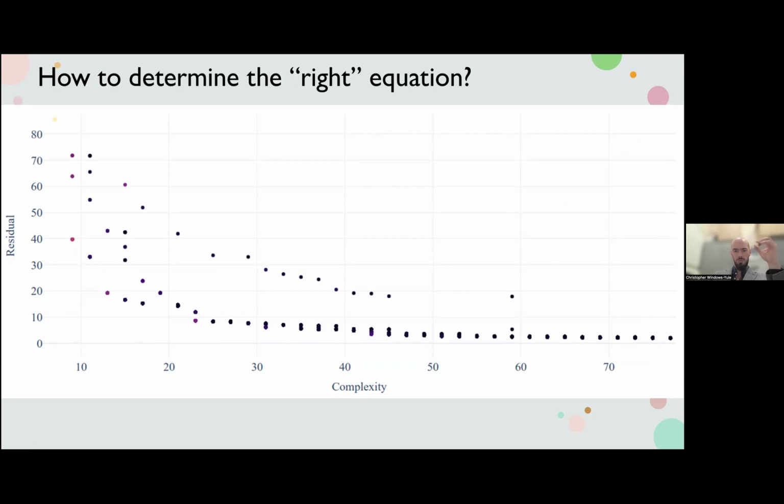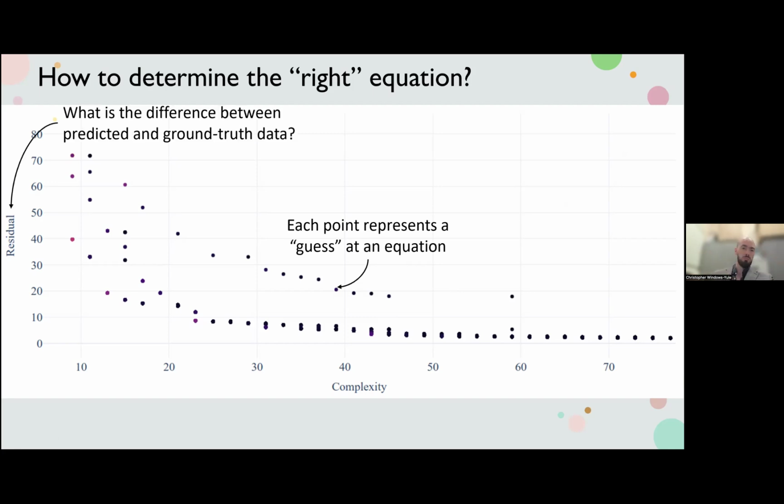What we end up with at the end of all of this is something that looks like this. We end up with this kind of Pareto front of possible optimal solutions. And I say possible optimal solutions because we don't just get one optimal solution, because obviously there's a balance to be had. I'll explain what I mean by that. On this plot, each point represents a possible guess at an equation describing whatever it is that we want to model.